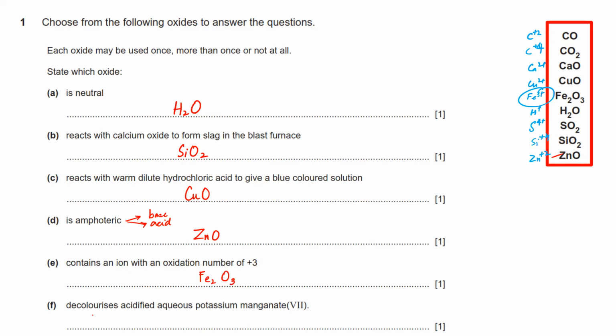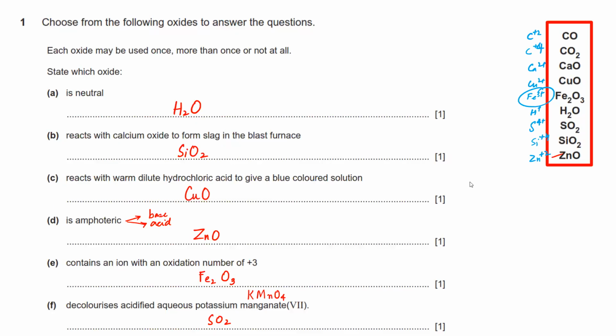Fe2O3. Then it says decolorizes acidified aqueous potassium manganate, KMnO4, potassium permanganate. An oxide that forms an acid when added to it. Which oxide? Sulfur dioxide will form sulfuric acid, and that acid basically decolorizes this KMnO4. So SO2 will be the oxide we are looking for.